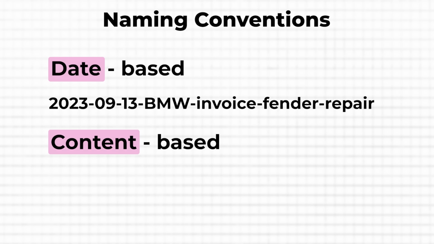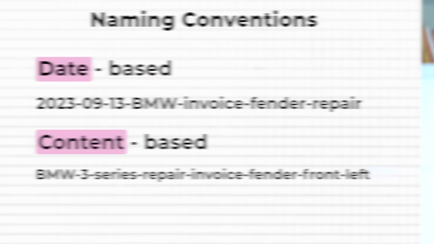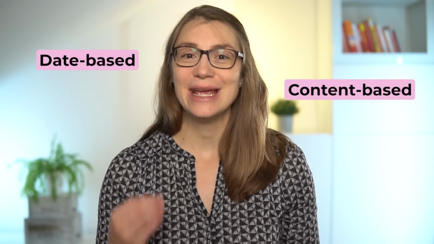The second naming convention that has proven to be quite practical is purely name and content based. This means that in most cases you would not add a date to the file name, but name it as clearly as possible. For example, BMW 3 Series repair invoice fender front left. And in that case, you would rely on the date created by the operating system. Eventually, it's up to you to decide which of the 2 or any other naming convention suits you best.